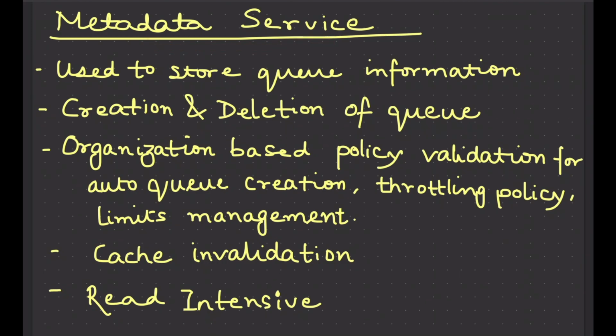And it would also support the creation and deletion of queues, right? So we would have the API for that, as we discussed earlier. And organization-based policy, validation, auto queue creation, all that can be stored as parameters, maybe as org flags in our metadata DB. And throttling policy and limits management, all of these things are stored and persisted in the metadata DB, and we have the service which acts as an interface for the metadata DB. And cache invalidation is also something which, along with the API gateway, can be handled at this metadata service.